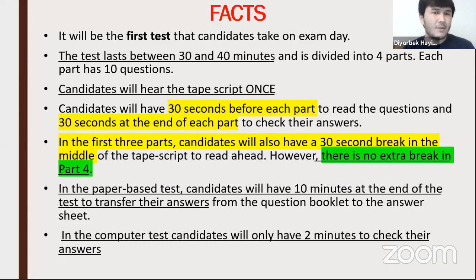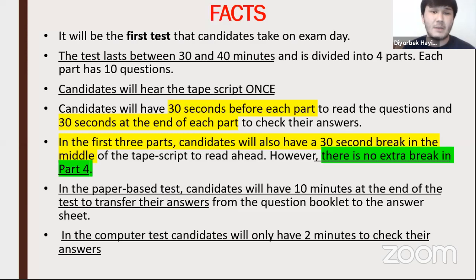Listening will be the very first test that you're going to take on the exam day. Then you're going to have your reading and then writing. Of course, your speaking exam will either happen 7 days prior to your main exam or 7 days afterwards. This section lasts between 30 to 40 minutes and is divided into 4 parts. Each part has now 10 questions. You can only hear the tape script once.